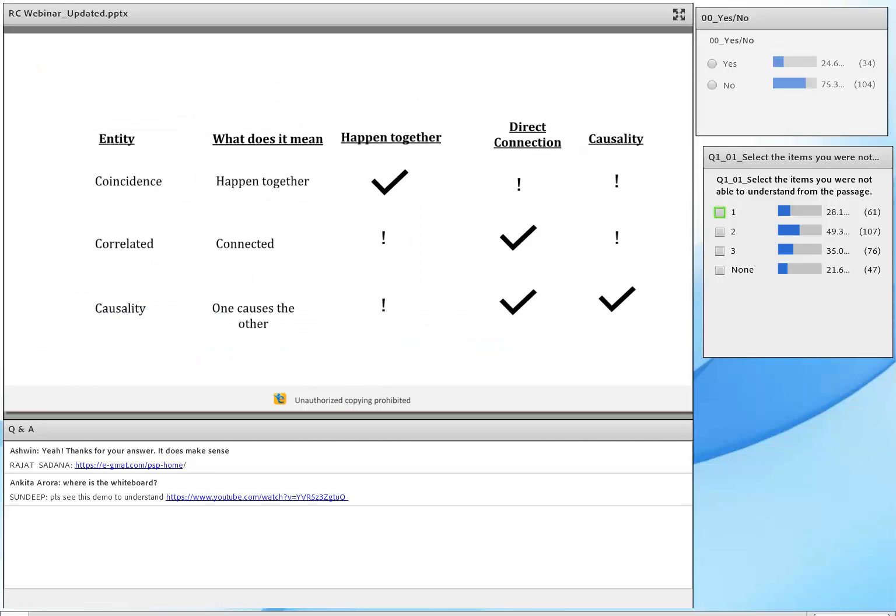The three words are coincidence, correlation, and causality. What does coincidence mean? When you say two events are coincident, they happen together. They may not be in a direct connection between them. One may not cause the other. They could, but they could not. It doesn't imply that they do.